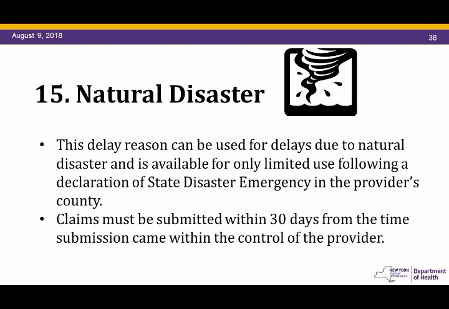15, natural disaster. This delay reason can be used for delays due to natural disaster and is available for only limited use following a declaration of state disaster emergency in the provider's county. Claims must be submitted within 30 days from the time submission came within the control of the provider.